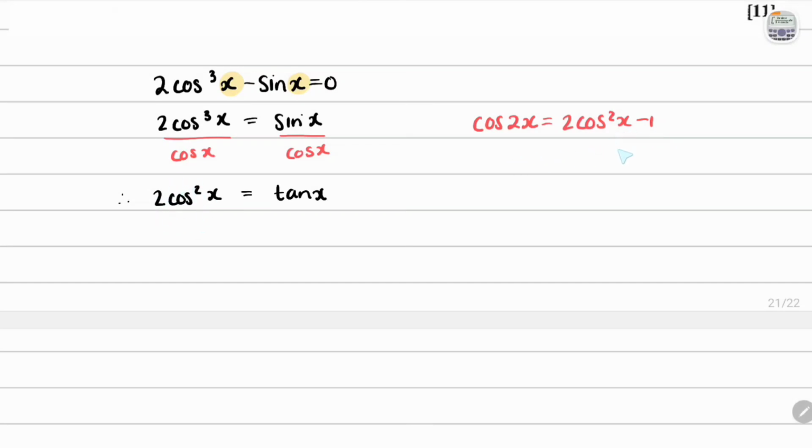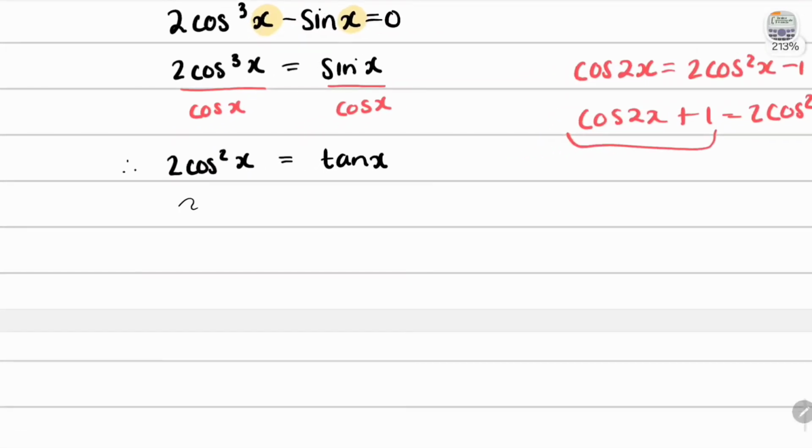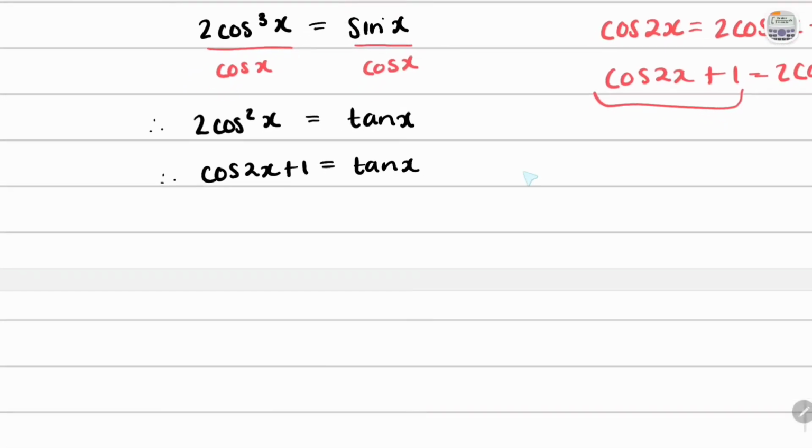So if you make that the subject, you end up with cos 2x plus 1, because the negative one comes over. Do you see that that is actually the graph of g that they told us about? So therefore, cos 2x plus 1 is equal to tan x. They're basically asking you to find out where g of x is equal to f of x.